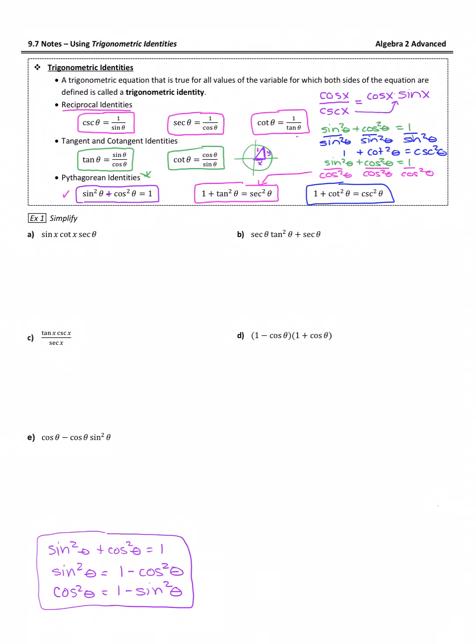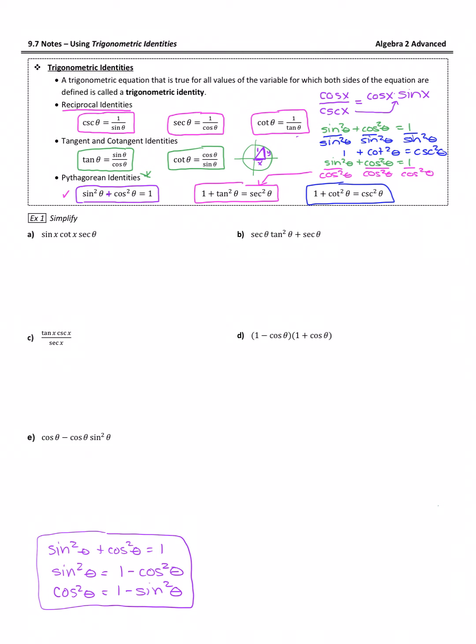In general, what I tell people is if you see something squared and then a 1, try and reference your Pythagorean identities, because most likely it will be one of those you can replace it with. Okay, let's start in on this. Let's see how we're going to do it.